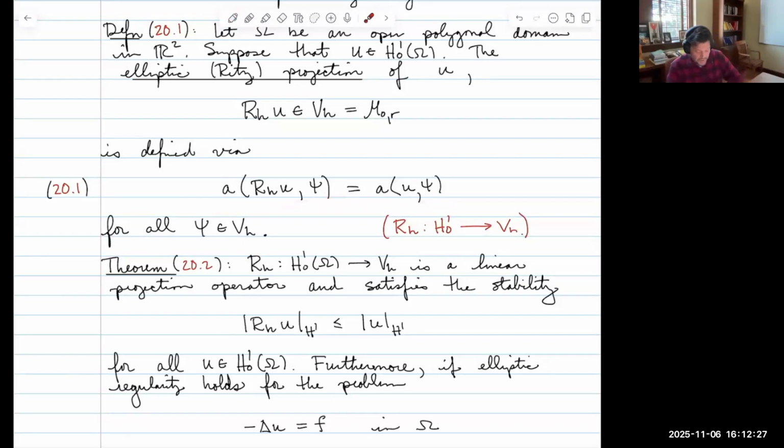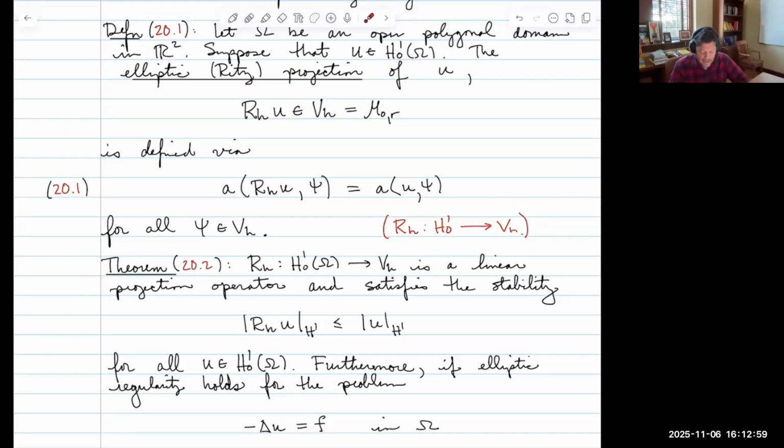If you think about it this way, if u solves that elliptic problem that I just erased, minus the Laplacian of u equals f, then this is just the standard finite element approximation of the solution u. It's just the finite element version of u. We call that the Ritz projection, even when u is not associated to some function f.